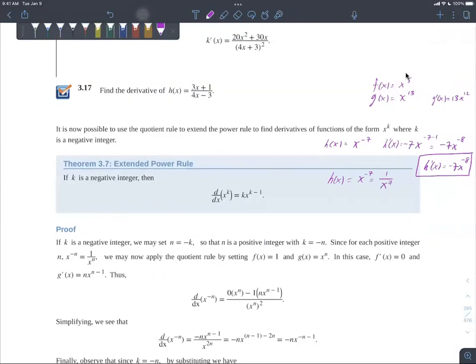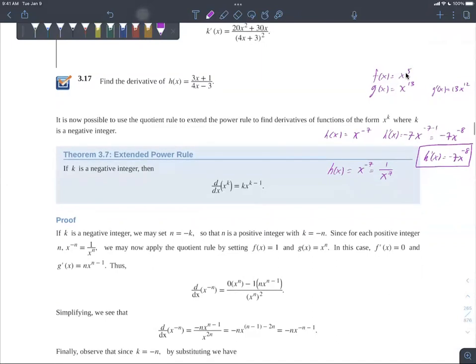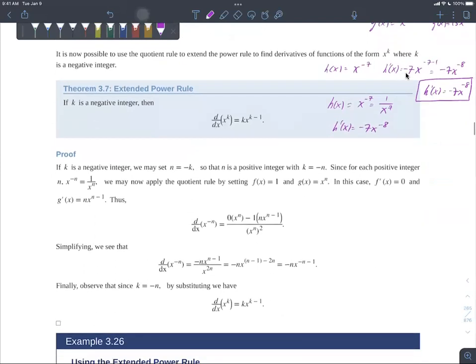And now we can use the quotient rule to take the derivative of this h of x function, and we would end up seeing that h prime of x is equal to -7x to the -8th. And you could say, well, does this pattern always work? And the answer is yes. The proof for it is right here. And so this works every time. Okay, again, we'll skip the proof.